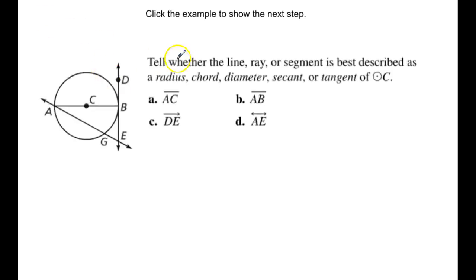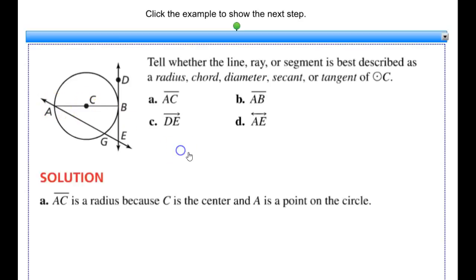So now first we have to figure out whether the line, ray, or segment is described as a radius, chord, diameter, secant, or tangent of circle C. And this is just how we label circles when we're talking mathematically. So first I want to look at segment AC. And I know it's a segment because I don't have arrows on the top here. So I'm looking at segment AC, so from here to here. Well, I see that one of my endpoints of that segment is on the circle and the other one is at the center, so I know that that is a radius.